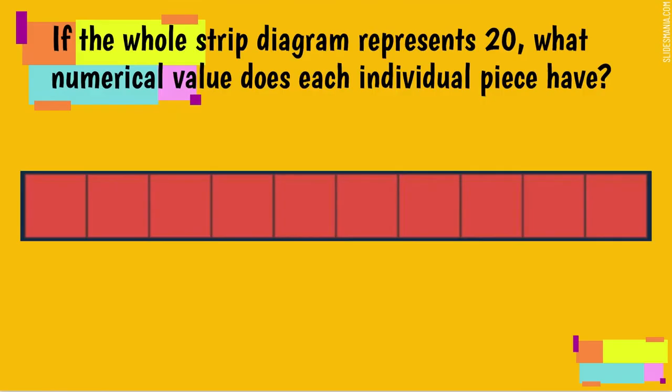All right, so we should have our 10 tiles or any material that we're choosing to use today for our learning, and they should be spaced horizontally right next to each other. So if this whole strip of tiles represents 20, so this entire thing represents 20, I want to know what numerical value does each individual piece have. So go ahead and pause this video, and I want you to write the value of each tile on the top of it. Whenever you're done with that, go ahead and resume.